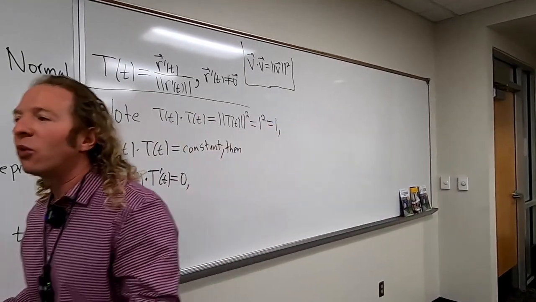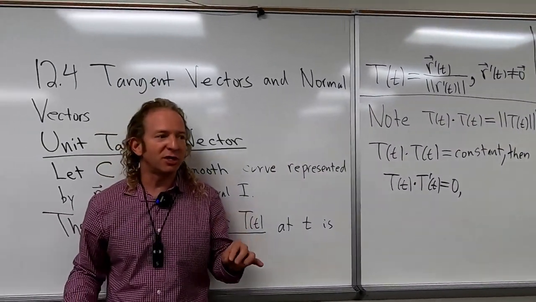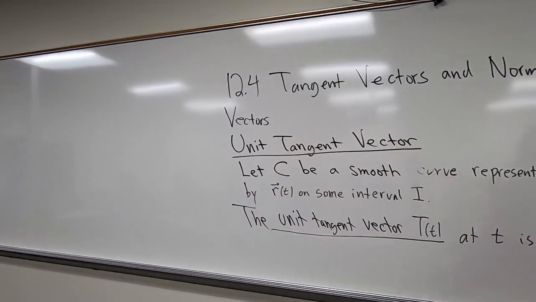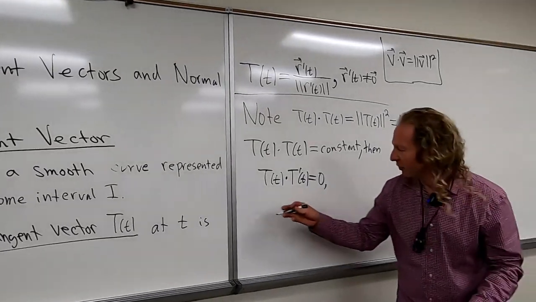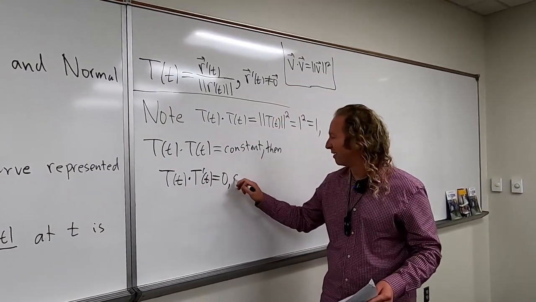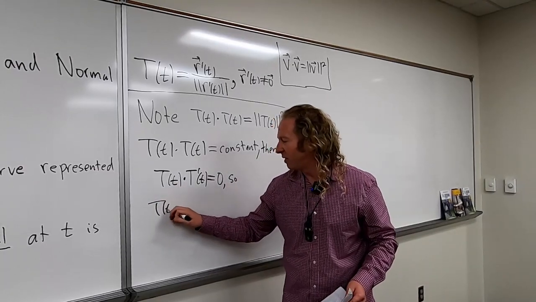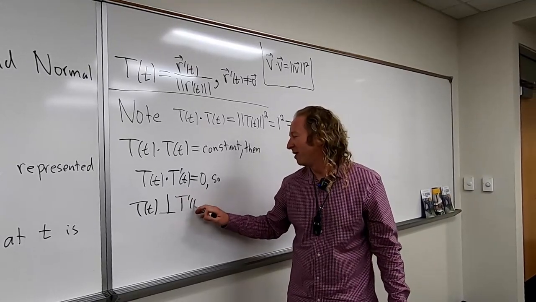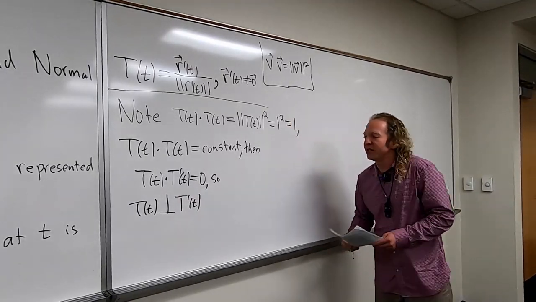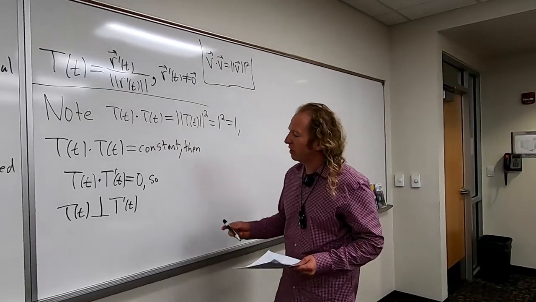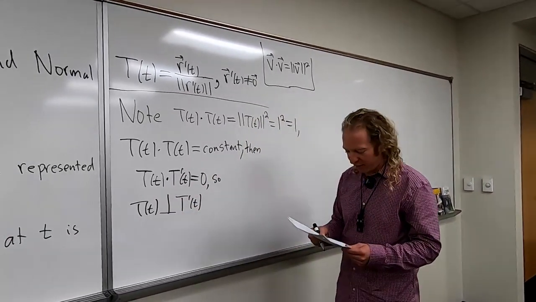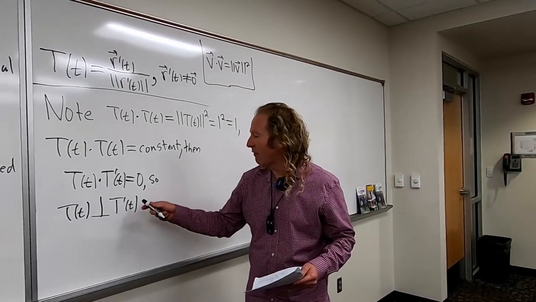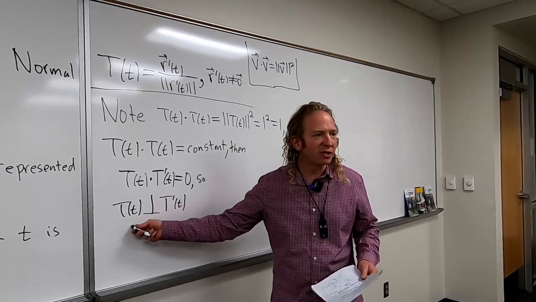What does it mean when you take the dot product of two vectors and you get zero? What does it mean about those vectors? They're orthogonal, or perpendicular. So this means T(t) is orthogonal, that's the orthogonality symbol, to its derivative. So the unit tangent vector is perpendicular to the derivative of the unit tangent vector. So now we have a vector that's perpendicular to the unit tangent vector.